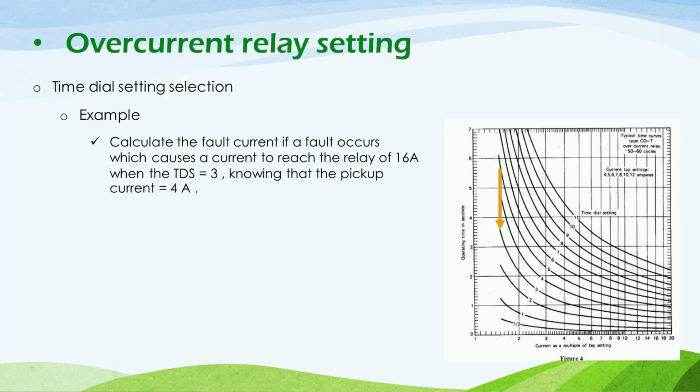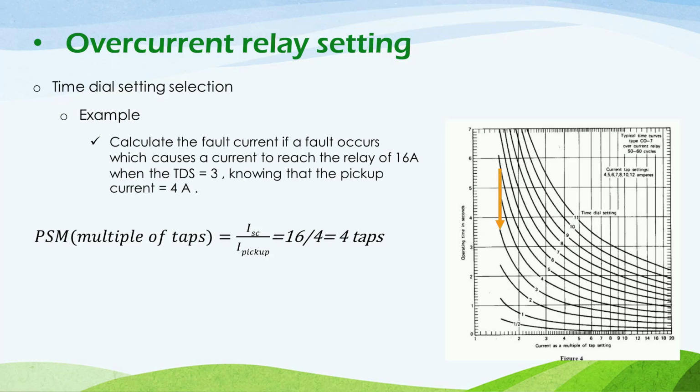Now the first thing to do is to calculate the plug multiplier setting, or the multiple of taps. As we learned before, the plug multiplier setting equals the short circuit current through the secondary over the pickup current. Both of them are given in the example, hence it equals 16 over 4, which gives 4 taps.